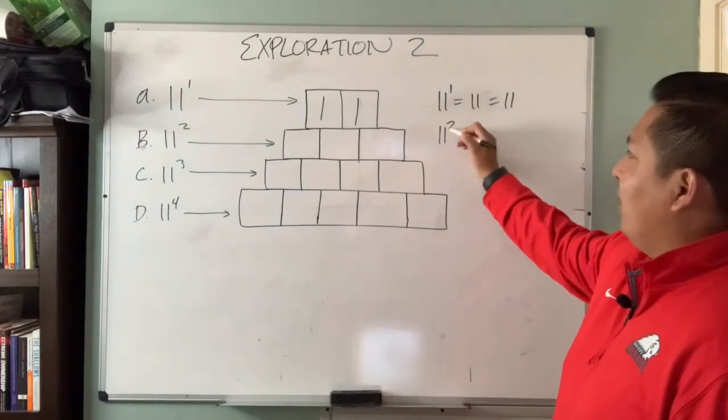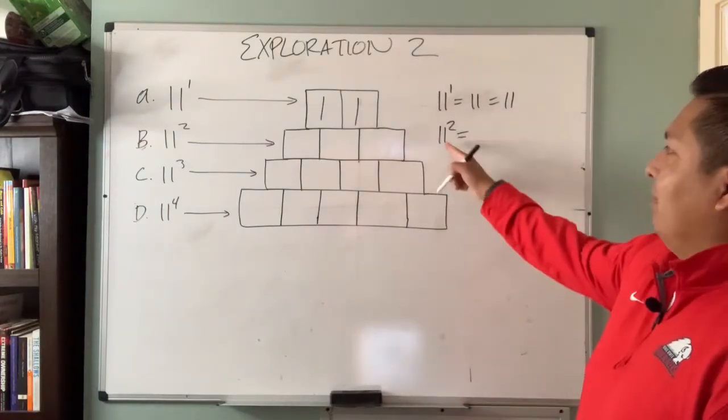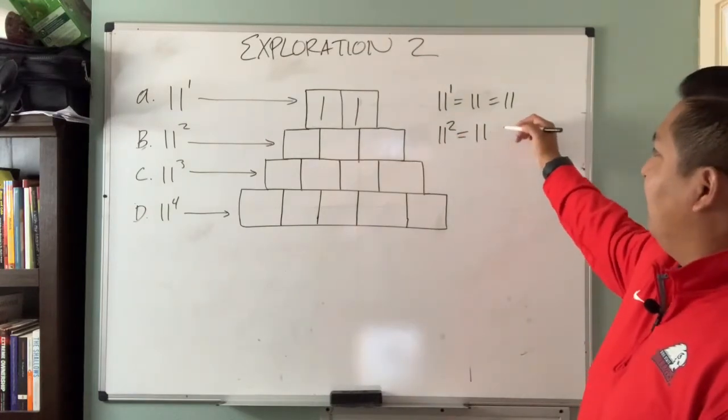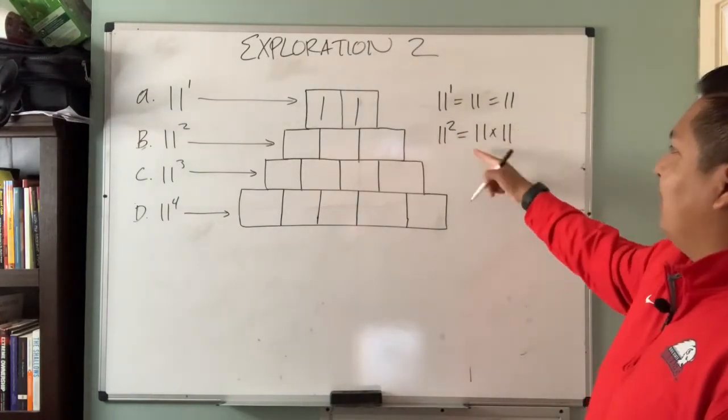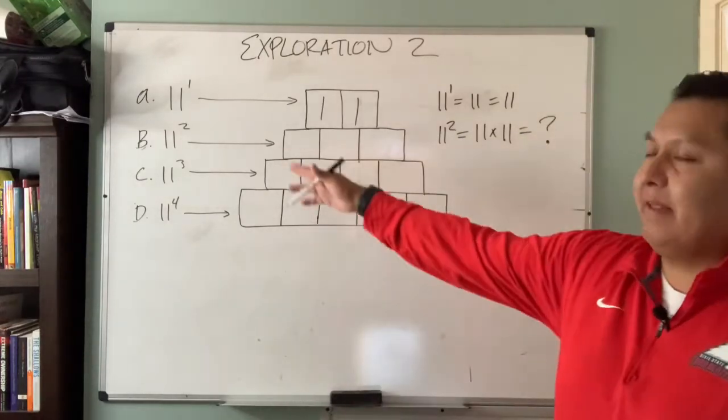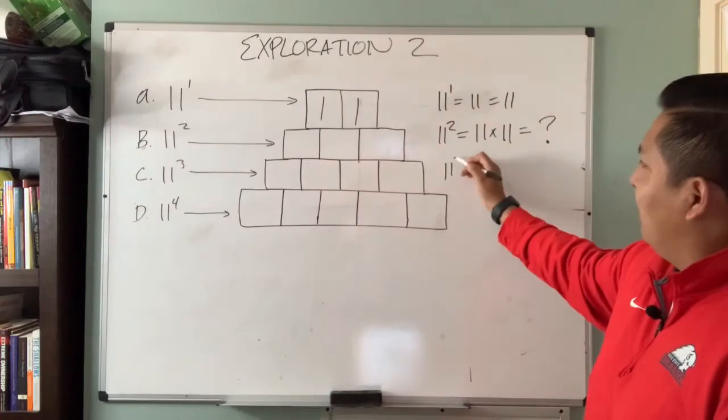So 11 squared, 11 to the second power, you multiply the base number to itself that many times. So you're going to write 11 twice, and you multiply that to itself, and then you find the value for that. Same thing for 11 to the third power.